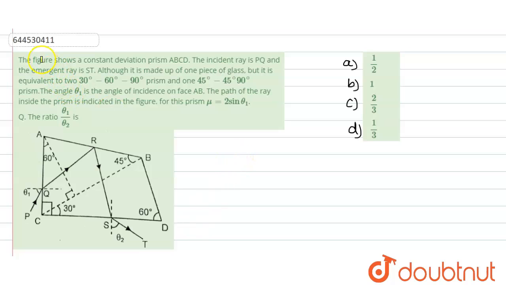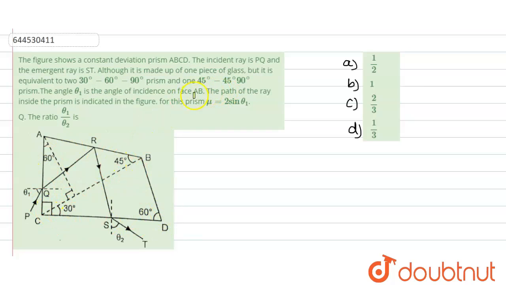Hello everyone, let us start with our question. In this question, it is given that the figure shows a constant deviation prism ABCD. Now the incident ray is PQ and the emergent ray is ST. Although it is made of one piece of glass, it is equivalent to a 30-60-90 prism and a 45-45-90 prism. So this is a single prism, but we can say that there are two prisms here.